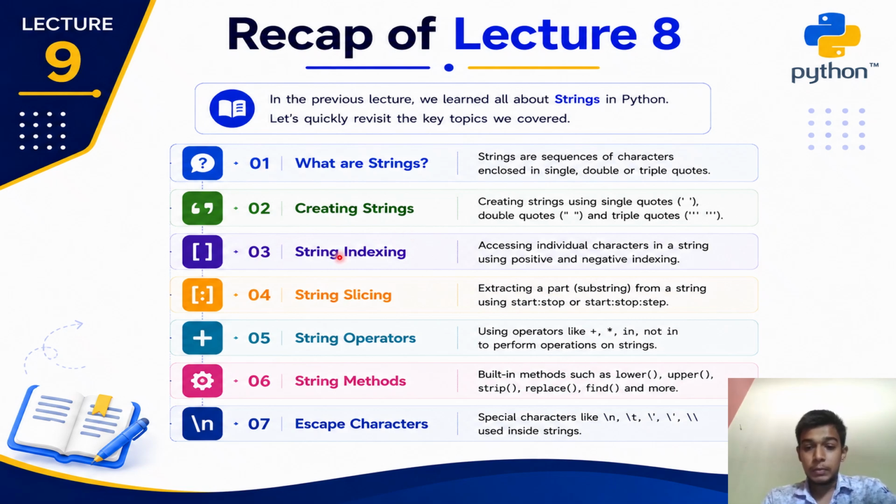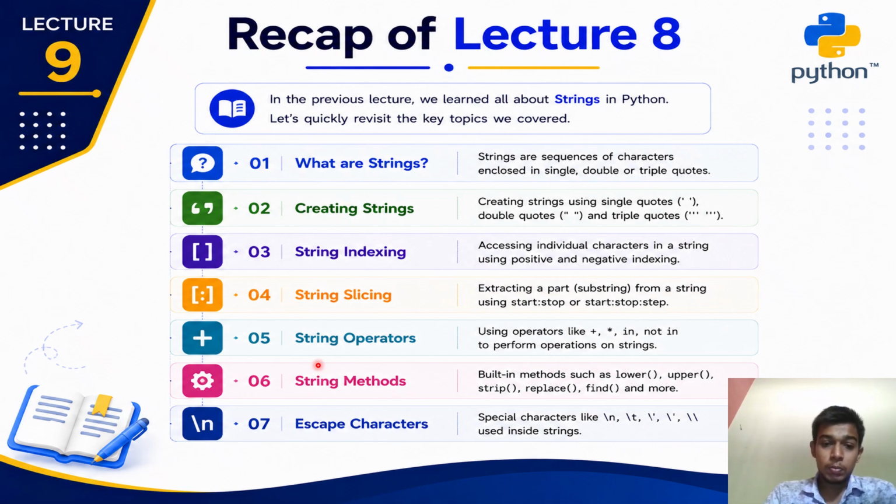Now, after that, we studied string indexing. We learned that every character in a string has its own index number. Positive indexing starts from the left with 0, while negative indexing starts from the right with -1. Then we learned about string slicing. Slicing helps us extract a specific part of a string using the syntax start colon stop colon step. Remember that the start index is included but the stop index is excluded.